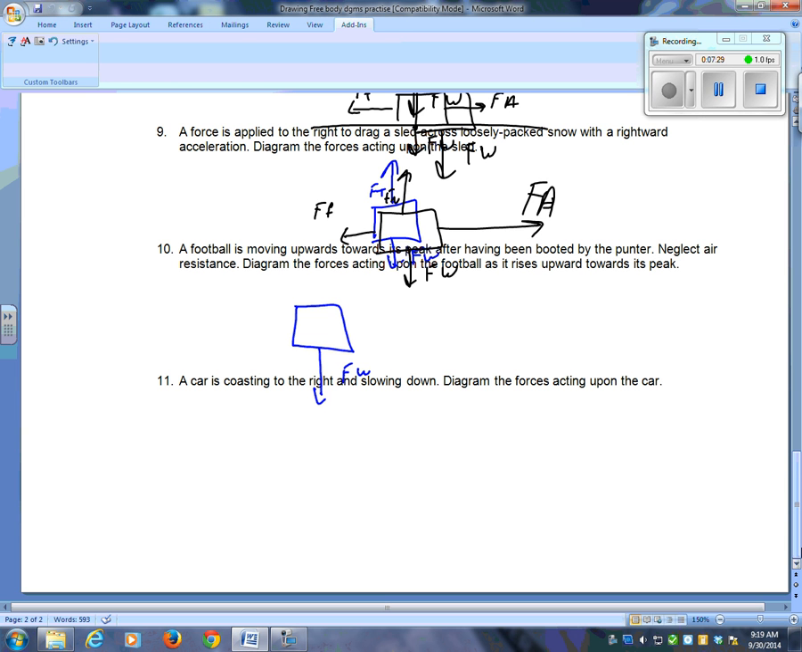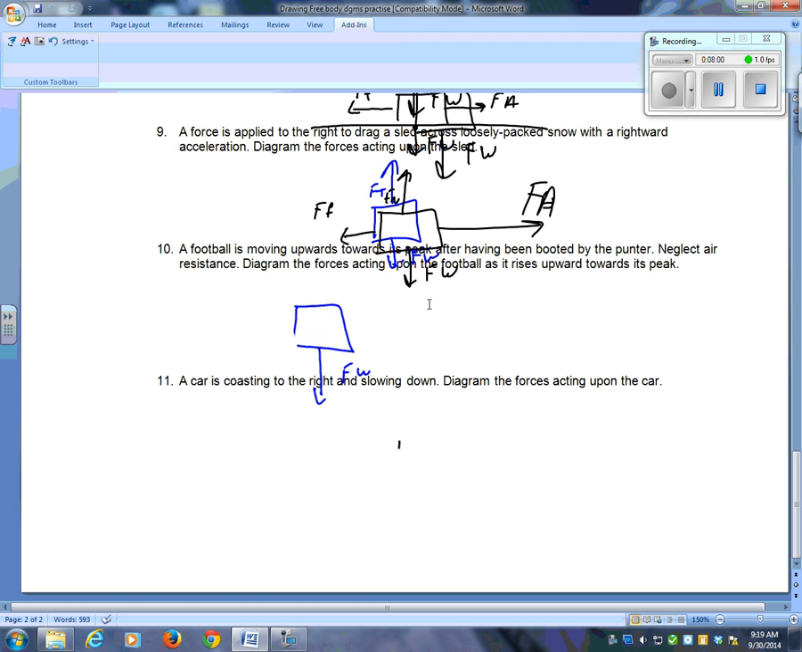There's no force making it continue to move. An object in motion stays in motion. That is it. There is only gravity acting on it. It says neglect air resistance. If you wanted to add in air resistance, it would probably be right there, because it says that it's already been booted and it's moving upwards. But if you neglect air resistance, then the diagram looks exactly the same whether it's going up or going down. Okay? Remember, an object in motion stays in motion.